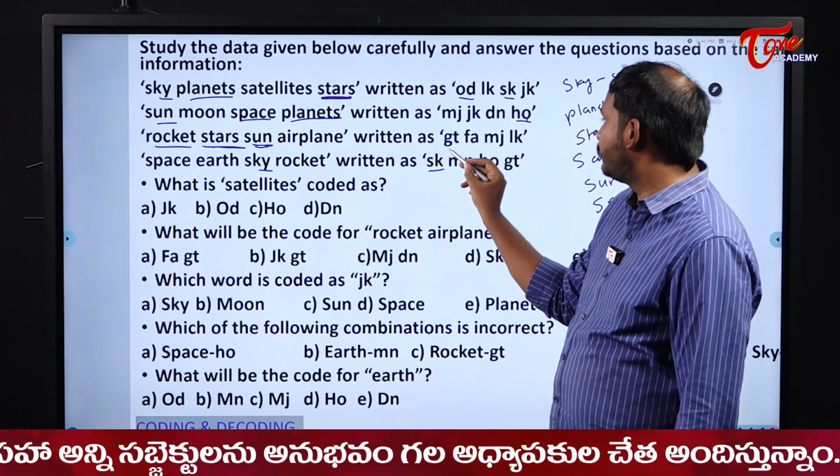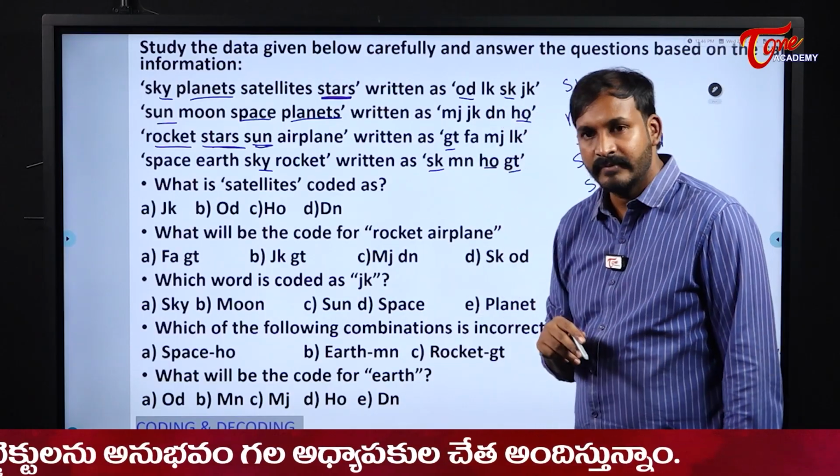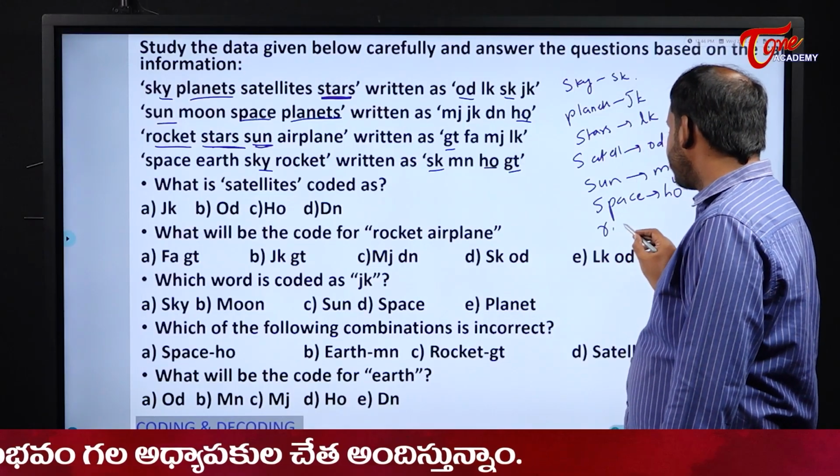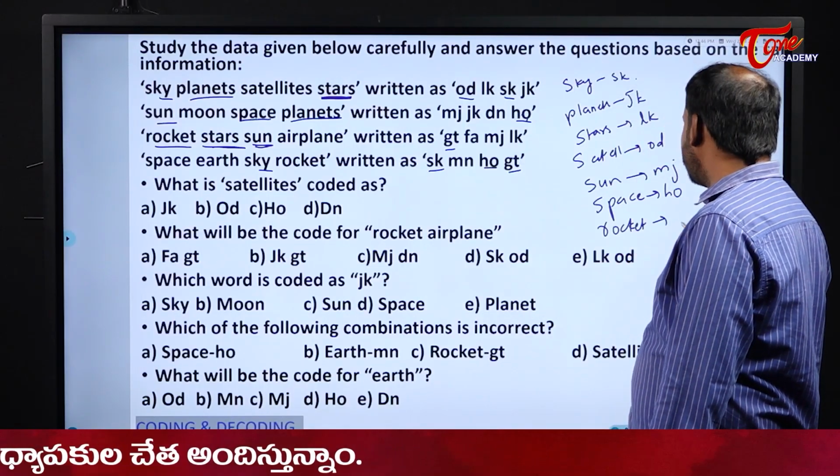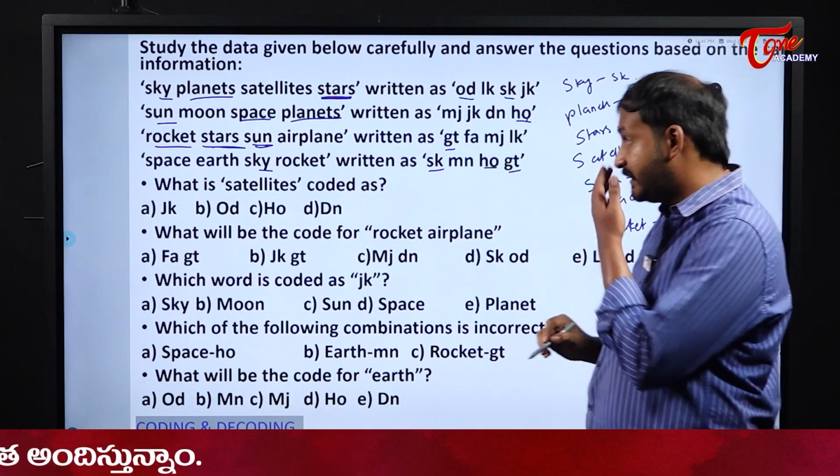What is common in this third and fourth? GT. So rocket is coded as what? GT. Rocket is coded as GT.